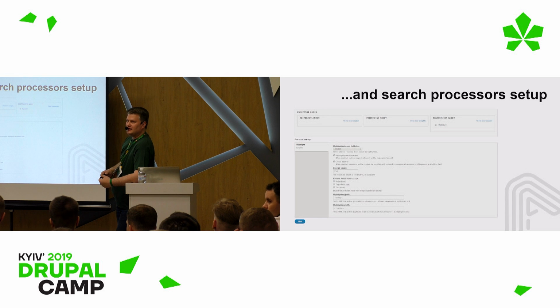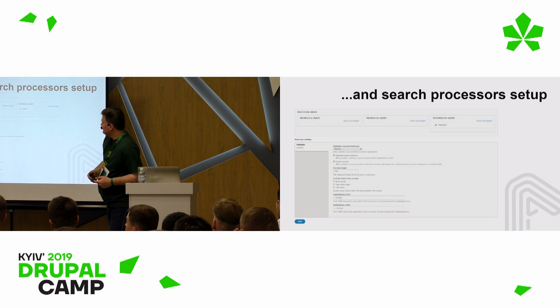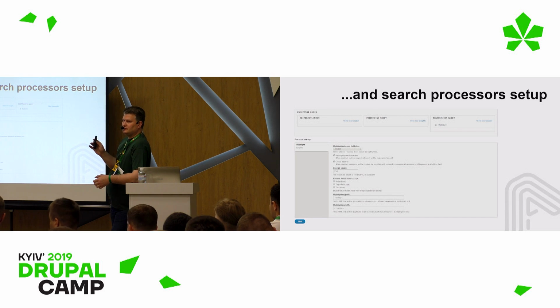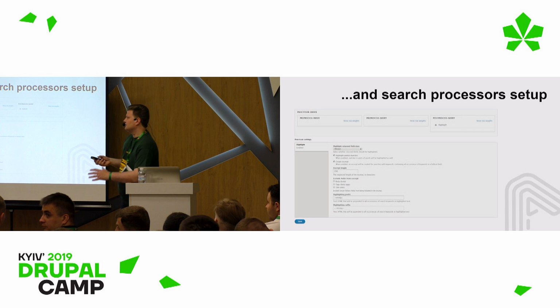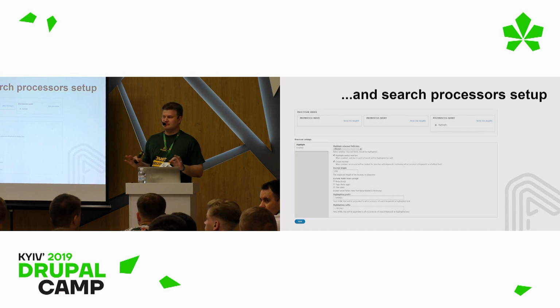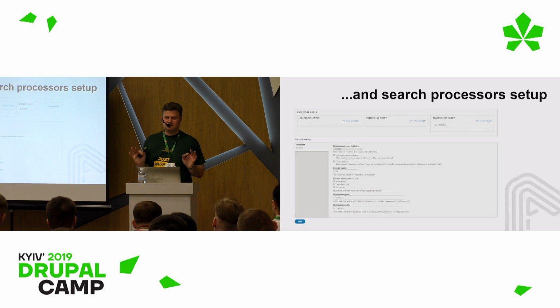And when we take a look at this slide, you will see that we are enabling the simplest processor. It's highlighting. It does not have many options. It's really easy. And as you see, at this moment we didn't make any operation with code. It's just UI setup without any custom code.